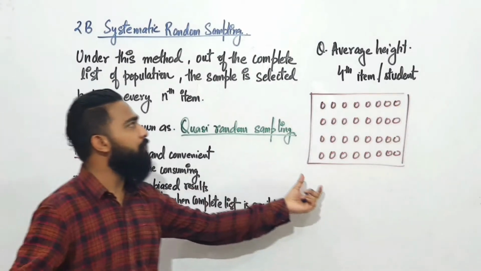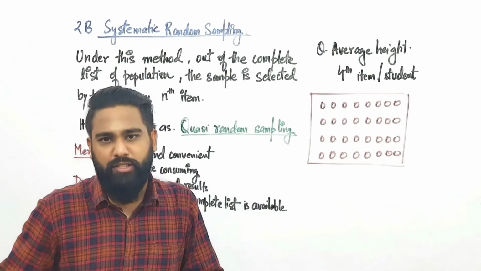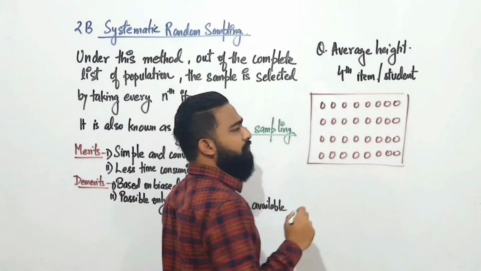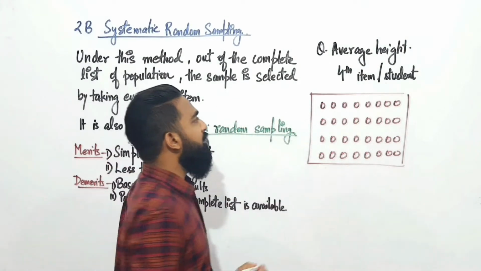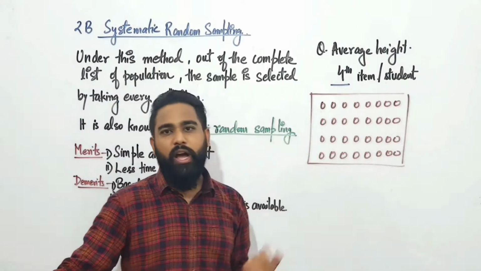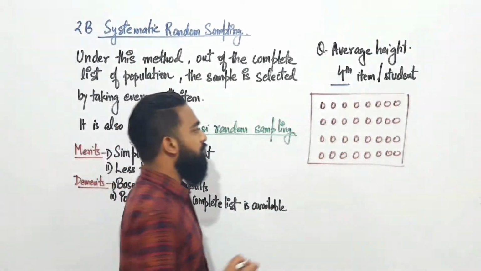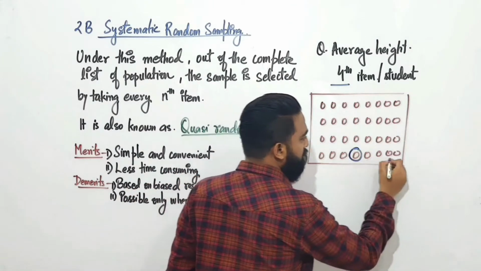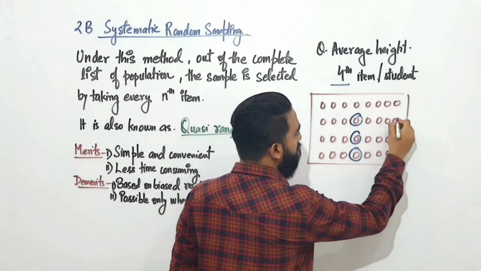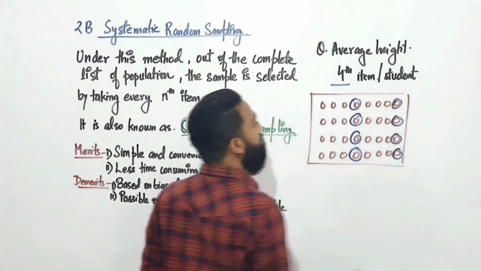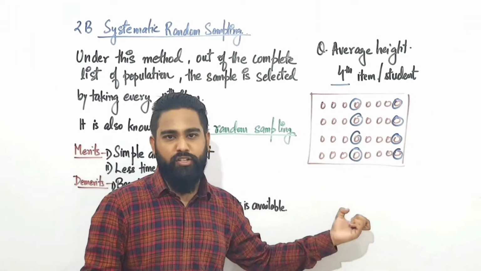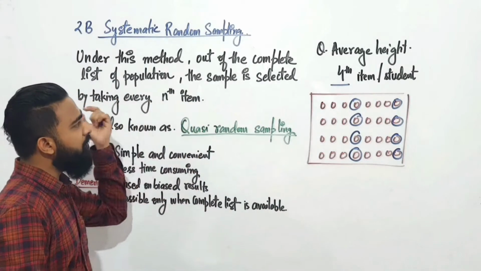Suppose I need to conduct an inquiry in which I need to take out the average height of the students. Now I will go for any number, like I am going for this inquiry for every 4th student or every 4th item of this universe. I am going to select it as a sample. 1 2 3 4th, 1 2 3 4th, and so on. Every 4th item from this universe, from this population, I have selected as my sample.